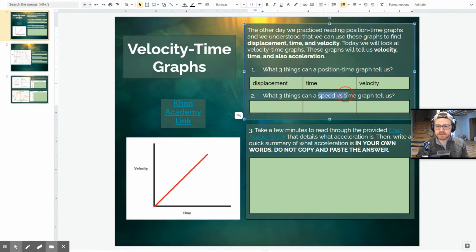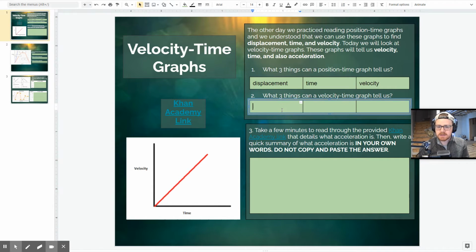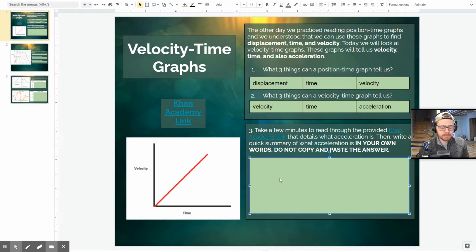Now, I forgot to change this too. It's not speed, but velocity. What are the three things that velocity time graphs tell us? Just like up top, it's going to tell us all about velocity and about time. And the third thing, this new thing, is going to tell us acceleration. It's going to tell us what acceleration is.